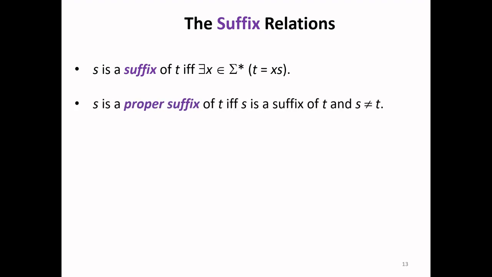Similarly, let us discuss suffix relations. S is a suffix of T if and only if for some x belonging to sigma star, T is equal to xS. So, S is the suffix of T. And what is the proper suffix? It is a proper suffix if S is not equal to T.